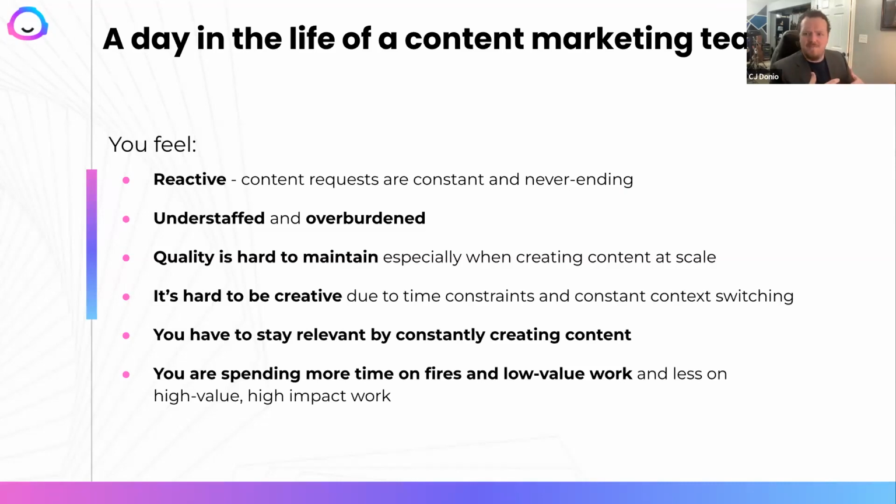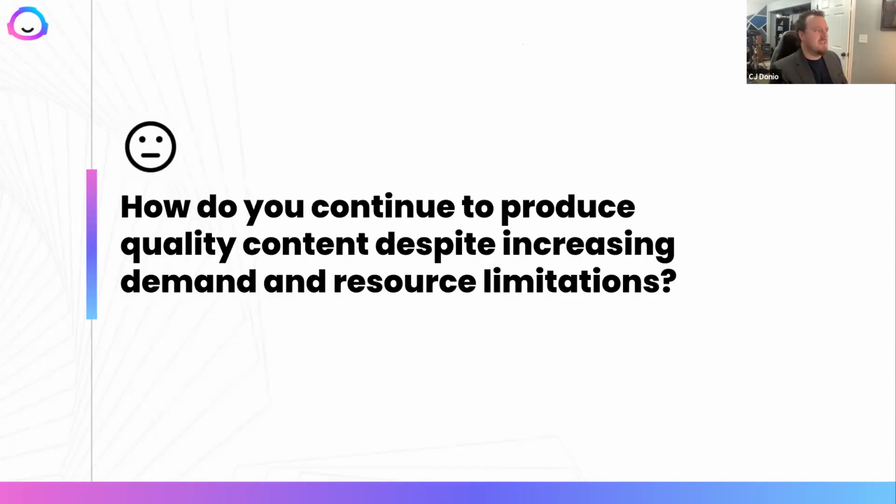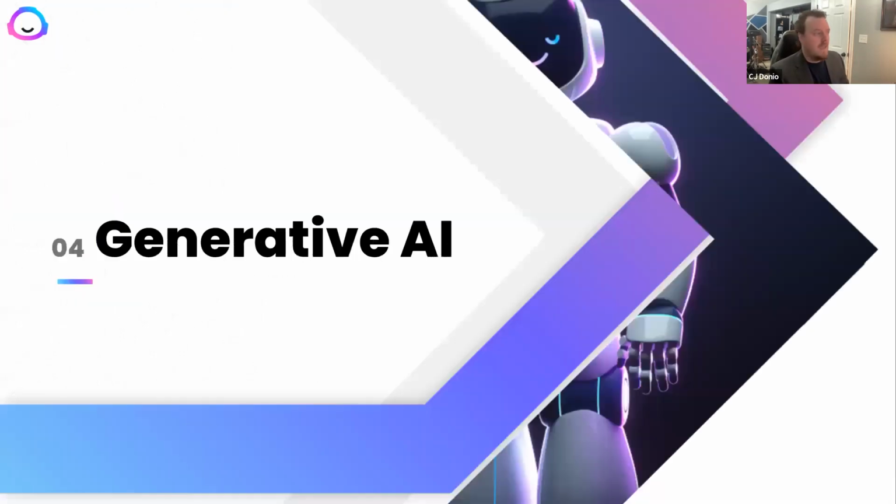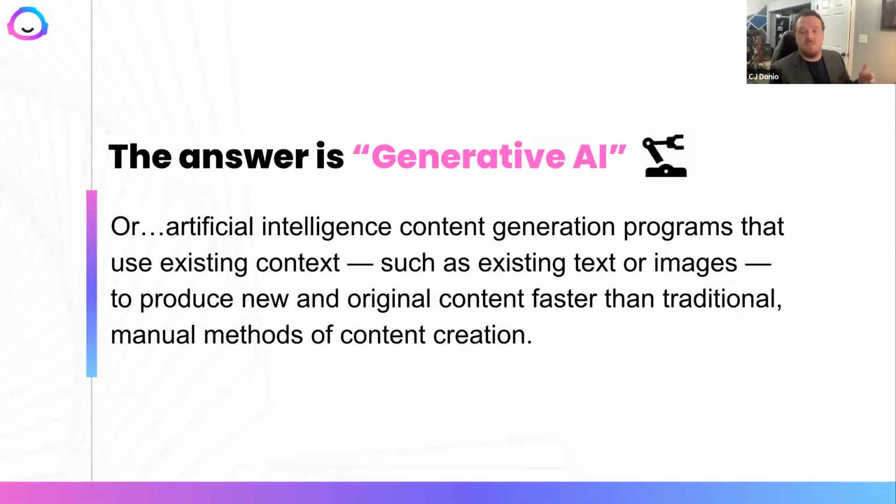It's also hard to be creative when you have these constraints for time and context switching, you have this pressure. It's really hard to create something impactful in terms of text or images. You have to stay relevant by constantly creating content. I kind of already touched on this, but you have to keep it going. Once you start your content creation machine, you can't just shut it off and get the same results that you were getting before. And then you're spending a ton of time on fires and low value work and less on high value, high impact work, right? So how do you continue to produce quality content despite increasing demand and resource limitations? That's the question. I'm going to argue the answer is generative AI.